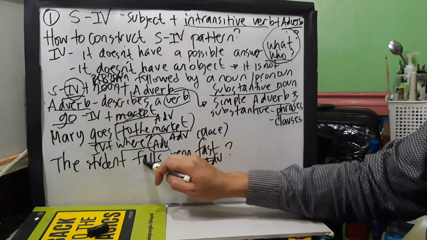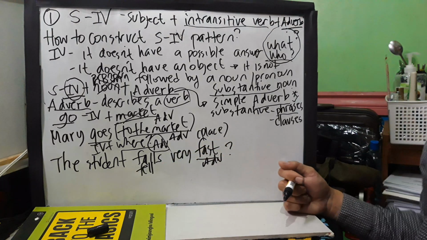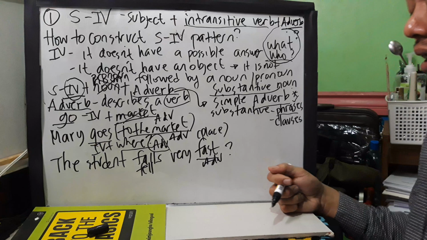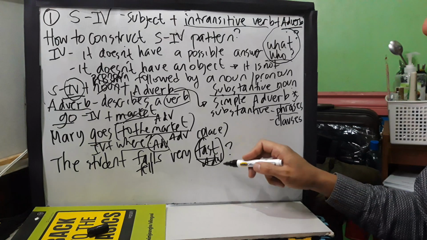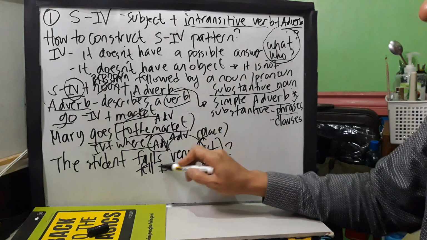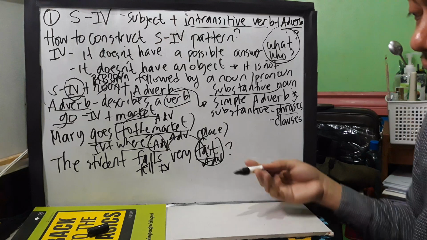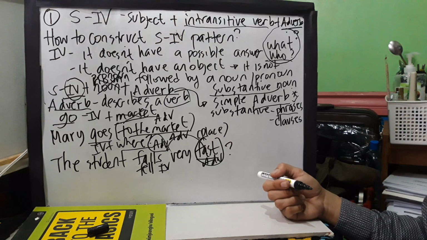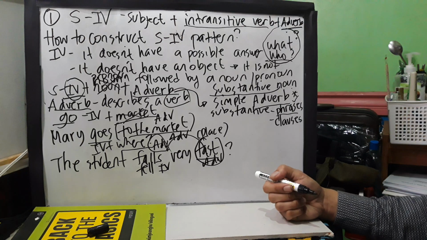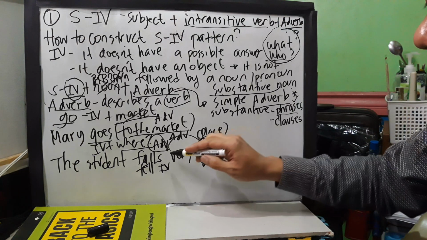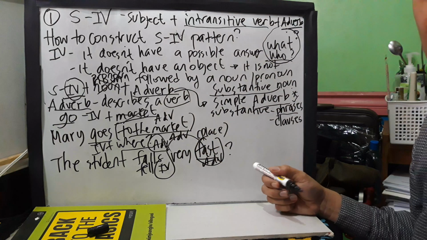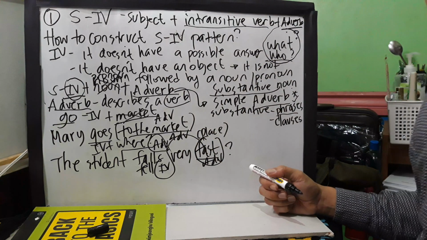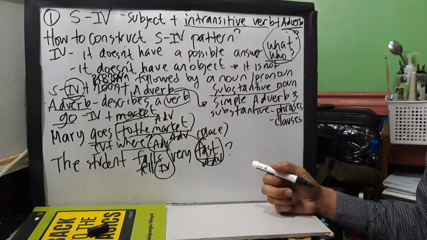If you want to use the past tense, the student fell. How did the student fall? Fast. And your adverb describes your intransitive verb. Again, in the sentence, the intransitive verb is not followed by a noun or a pronoun. Again, it is followed by what? Intransitive what? Intransitive verb. So is this clear?